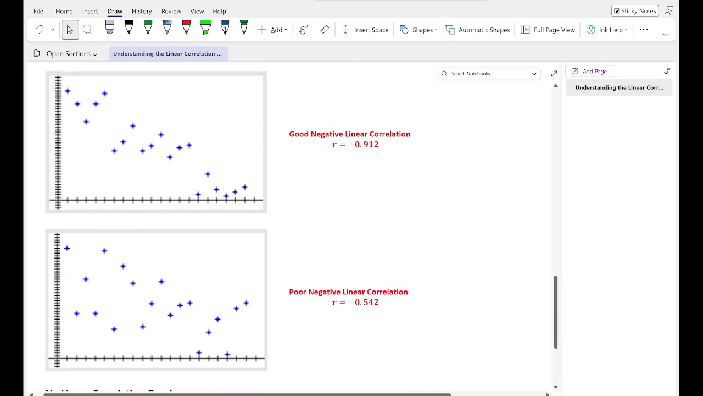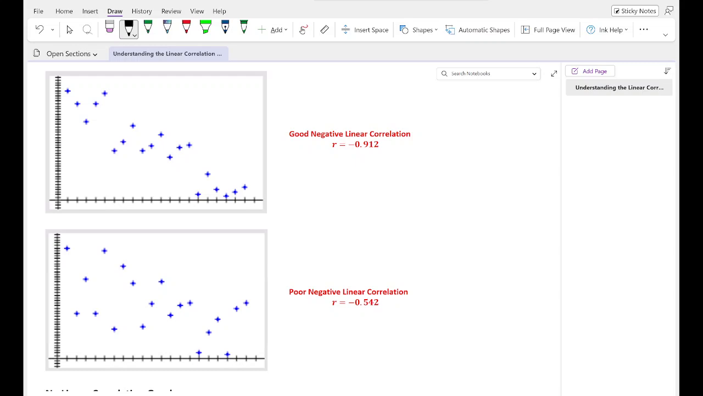And then we have a poor negative linear correlation. Again, it starts off high and goes down low, so it's definitely negative. But it's so widely spread out, so all over the place, that there's not really much of a linear correlation, which is why it's a negative 0.542. Definitely going down, but it's so spread out that there's not much of a strong correlation.